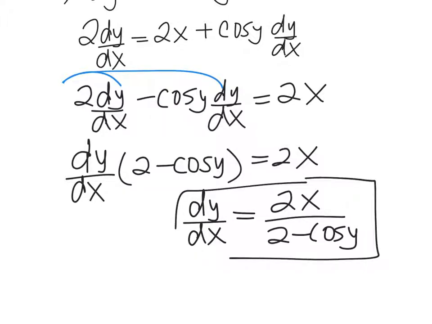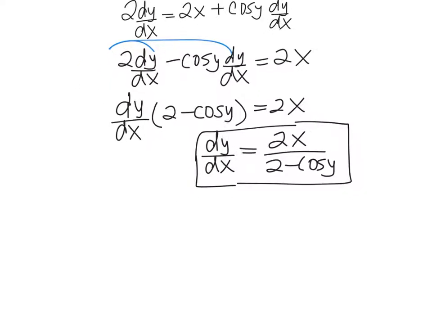It's really one of the other reasons why it's really important not to just write cosine, because cosine of x is very different than cosine of y, especially when you're taking the derivative.